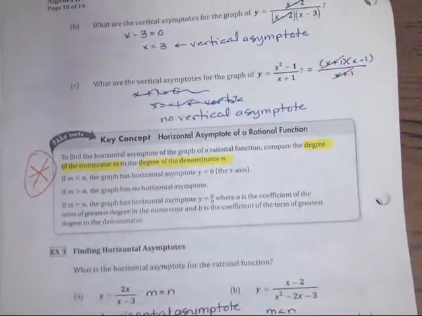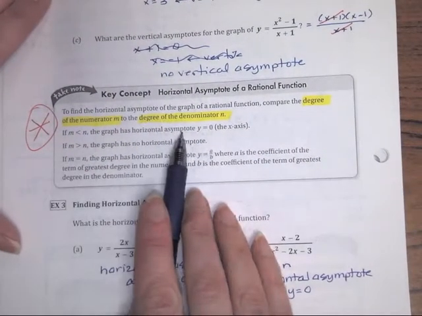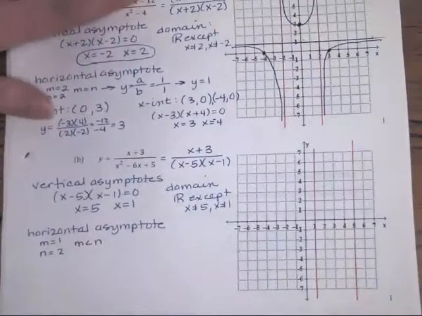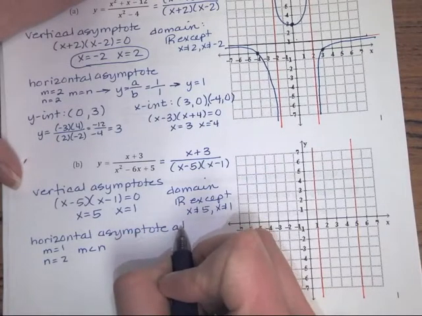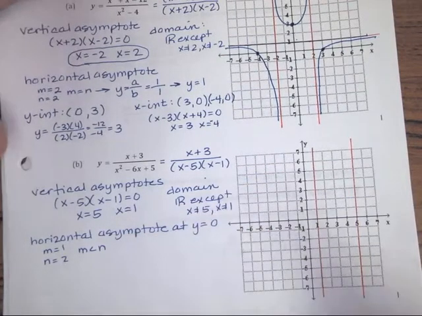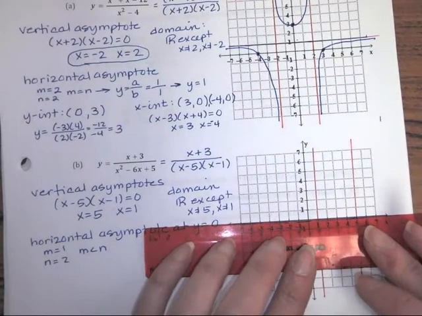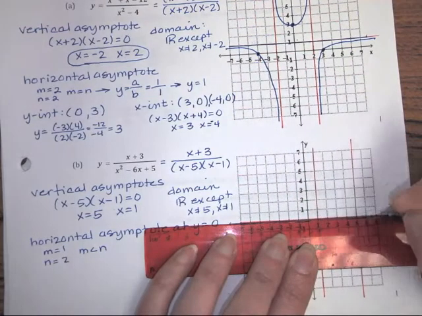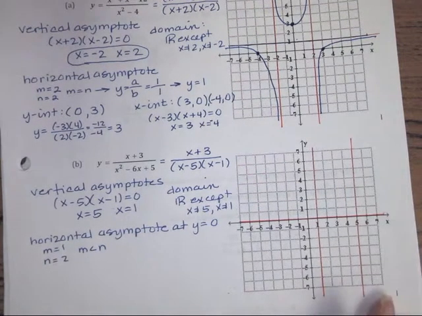Go back to this lovely table over here. So we have a horizontal asymptote at y equals 0. Let's go ahead and draw that one in. So guess what? We're not going to have an x-intercept because we've got an asymptote right on the x-axis. There won't be any x-intercepts.